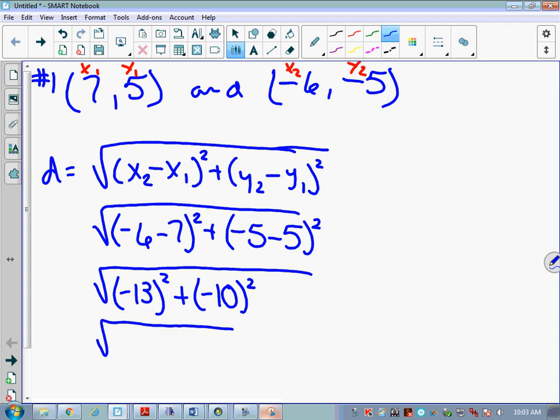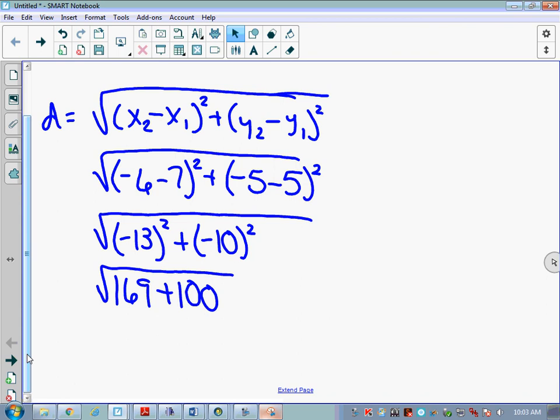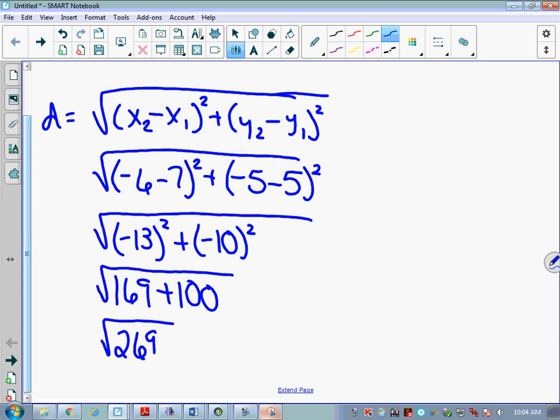We're just simplifying as we go. It's not to say that you can't do some of these steps combined. What is -13 squared? 169, good. Okay, not -169. Okay, what is -10 squared? 100. Okay, we're going to drag this down. So we have the square root of what? 269. Okay? Square root of 269.